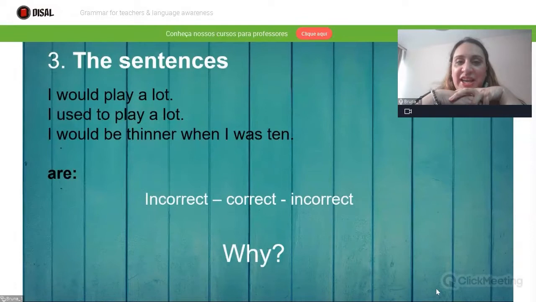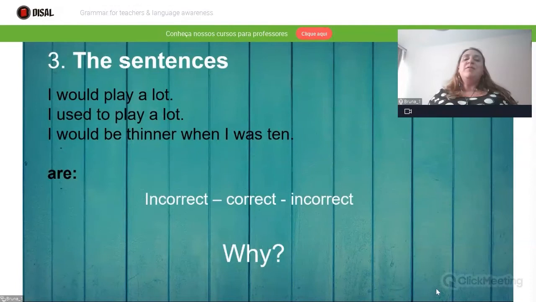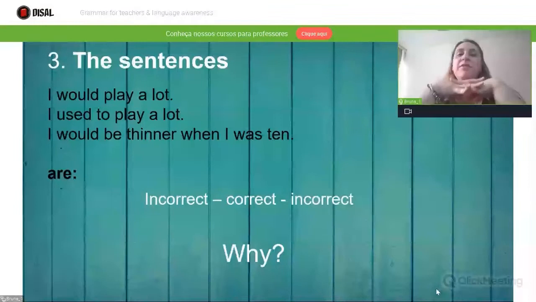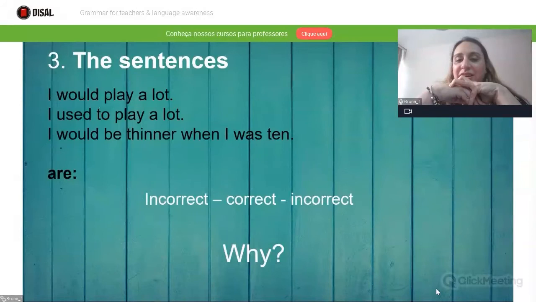What about the third one? Why can't we use would be? And why doesn't it work? Because it's a state, exactly. So we don't use would with a state. We don't use would with the verb to be referring to a state. Like, I would be thinner is not possible. So the correct one is I used to be thin. We won't use would with a state because of that, yes.